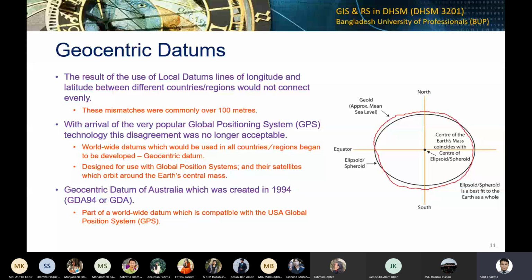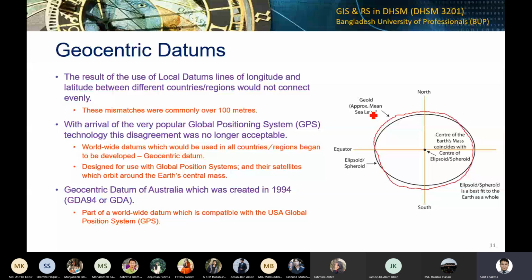The geocentric datums are located at the center of the Earth's mass. Okay, so it coincides with the center of the ellipsoid. It tries to match the geoid as much as possible. We have already established that. Okay, and also, if we go out of the Earth and look back, it would match the line of the equator and the cross section of north and south. It's at the center of that.